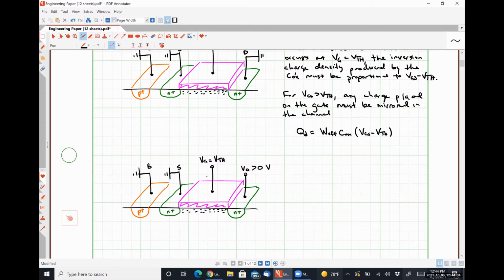So we're going to see a large potential on the source side and a smaller potential on the drain side. So our distribution of charge is no longer going to be evenly spread across that region, right? So we're going to see something that looks more like this, where it's kind of tapered. All right.